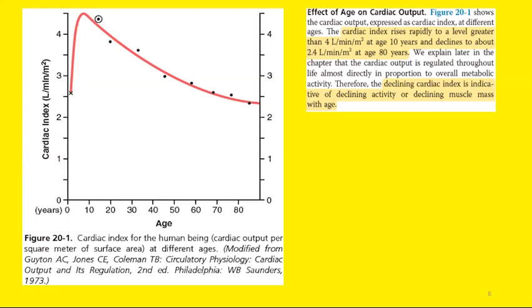And this drop in cardiac index is due to decreased muscle mass with age. So skeletal muscle mass or body muscle mass is another factor which determines cardiac output. Not only the age, the muscle mass is important as well. And this increased muscle mass is responsible for greater cardiac output in males as compared to females.